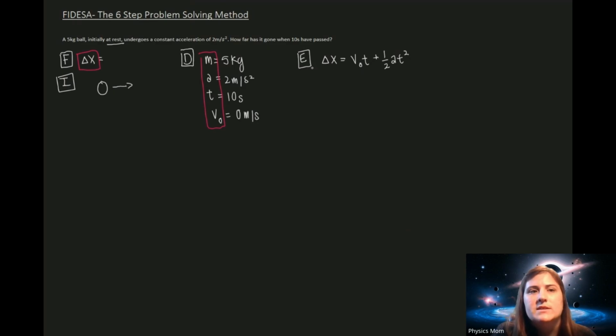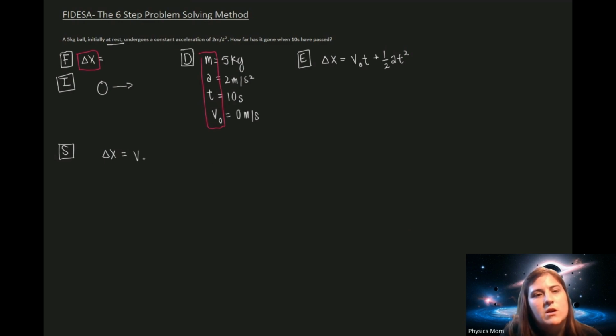It's already set to solve for the thing I'm looking for, and I have all the other parts to it. So that brings me to the next letter in my acronym, S. And this stands for solution set. Solution set would be any rearranging of the equations or adding the equations that I would need. In this case, there's really not much I need to do here. It's already set to solve for delta x, which is how far the ball goes.